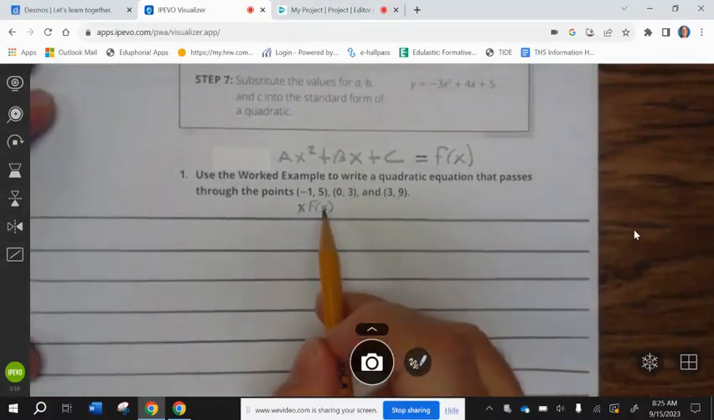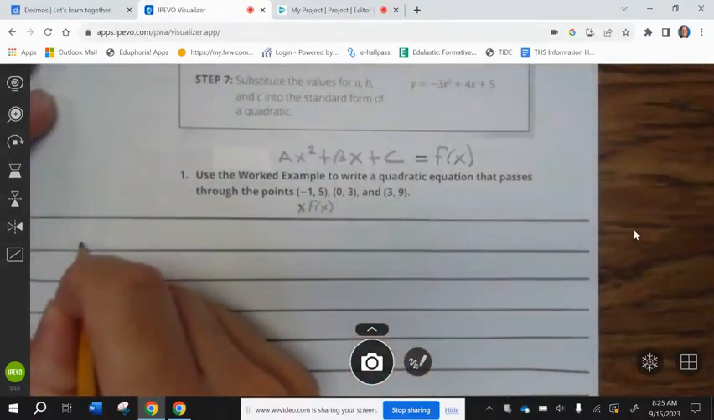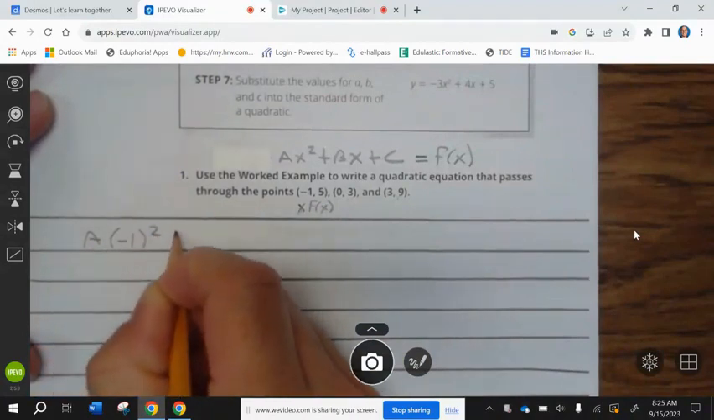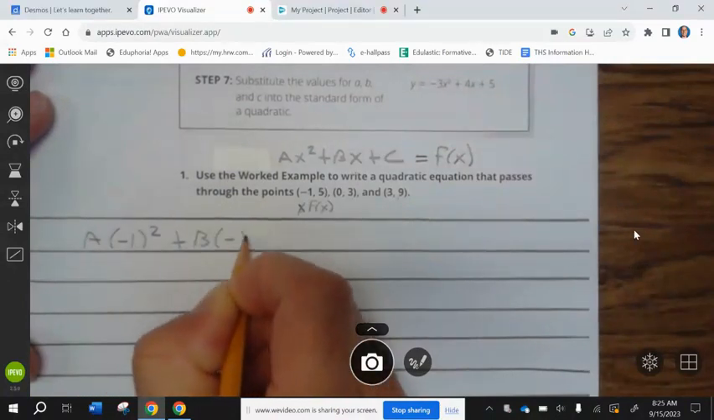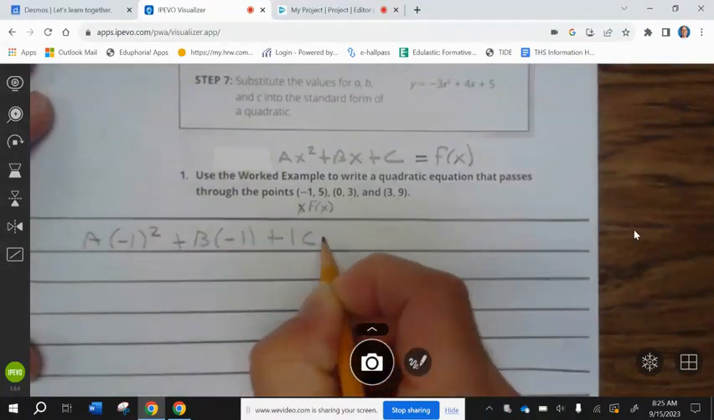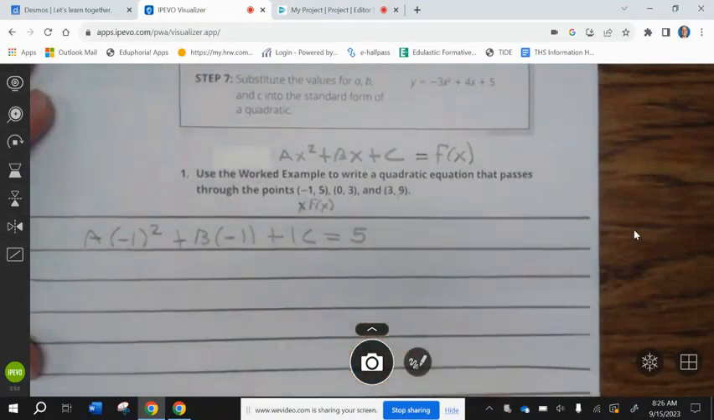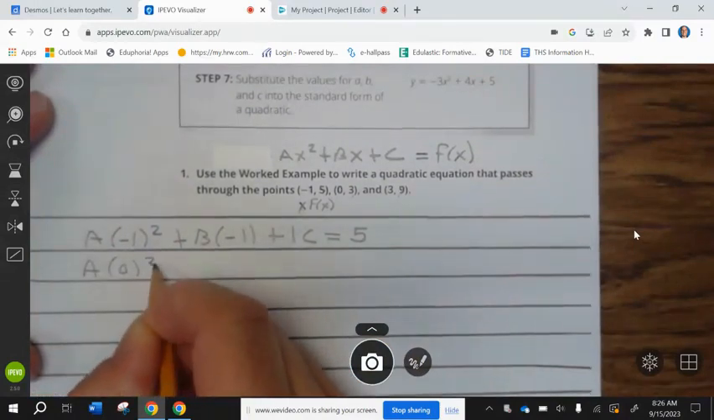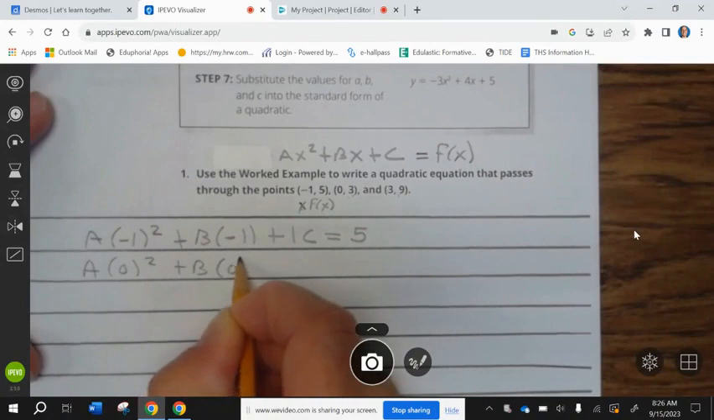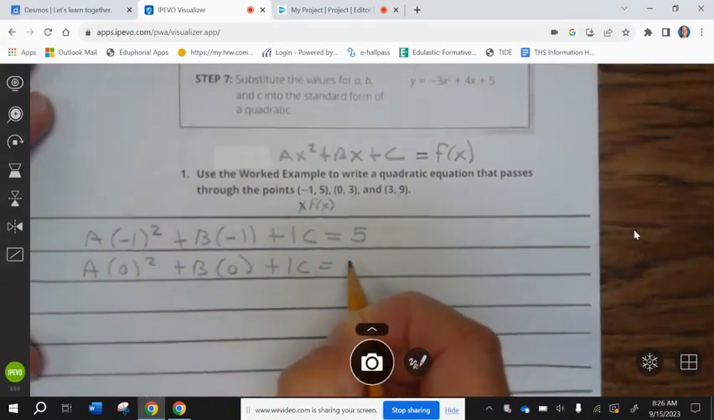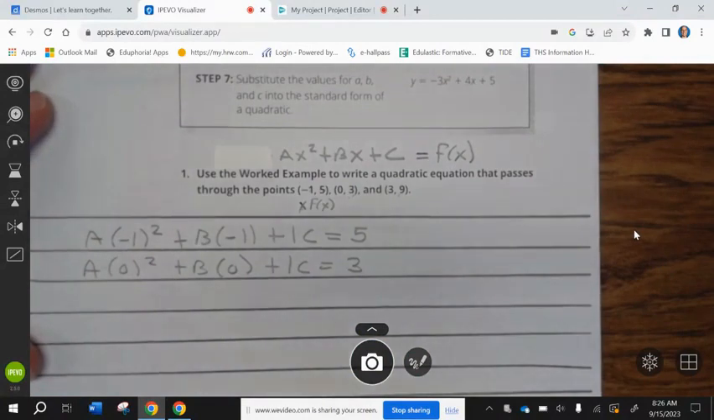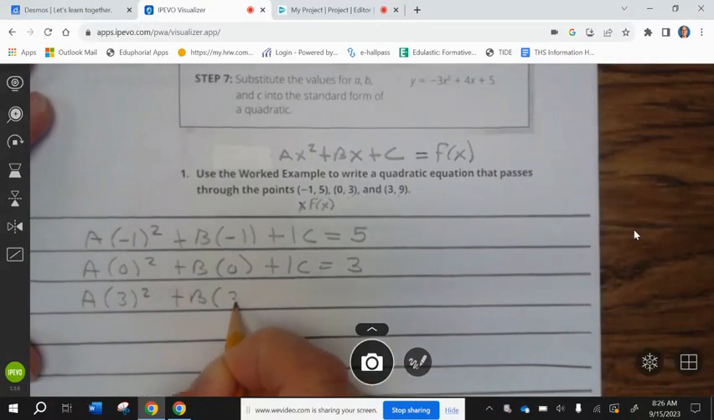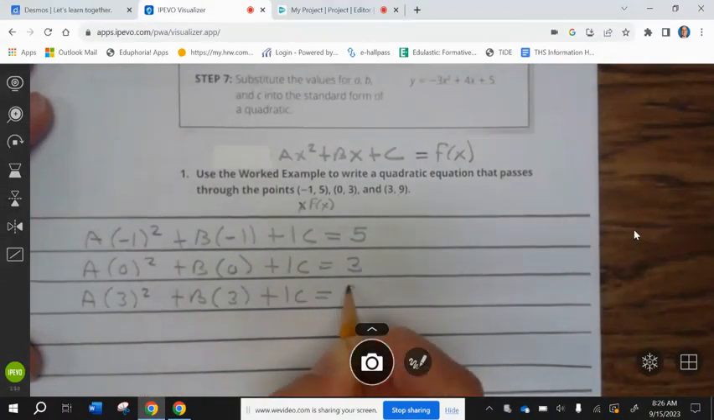All right, so we plug these in. That's a times (-1) squared plus b times -1 plus 1c equals f of x, which is 5. Now let's plug this point in. That's a times 0 squared plus b times 0 plus 1c equals 3. And then that's a times 3 squared plus b times 3 plus 1c equals 9.